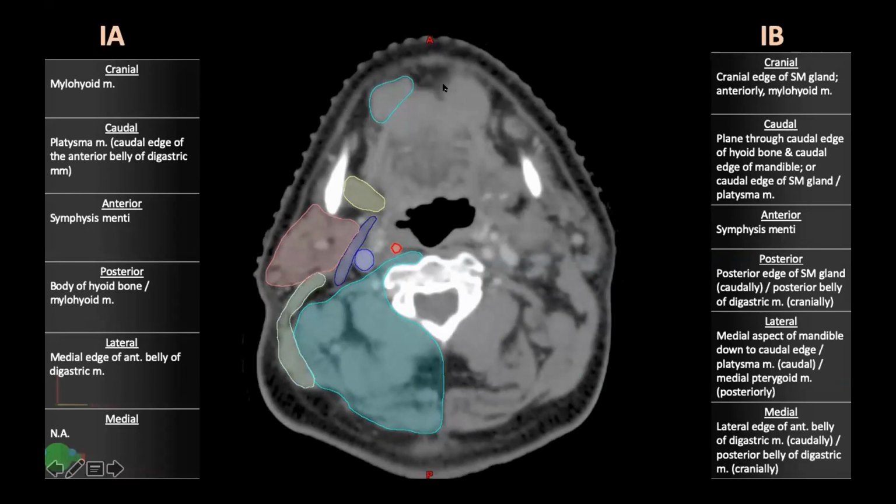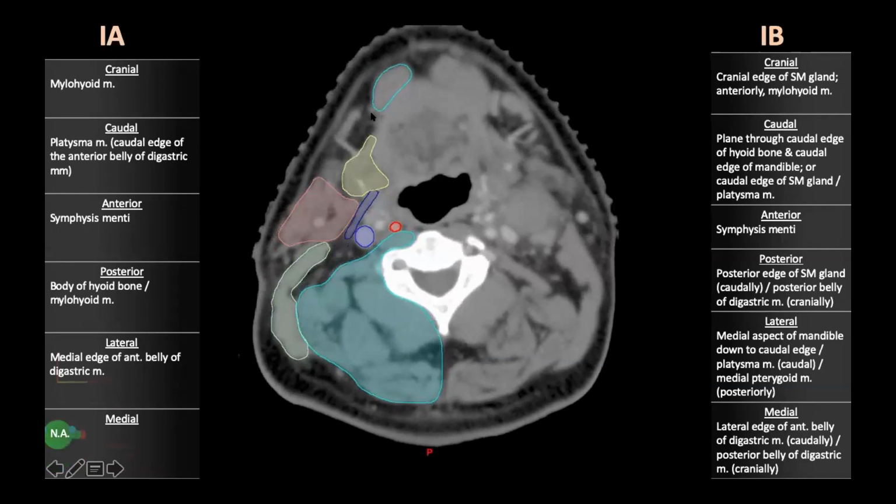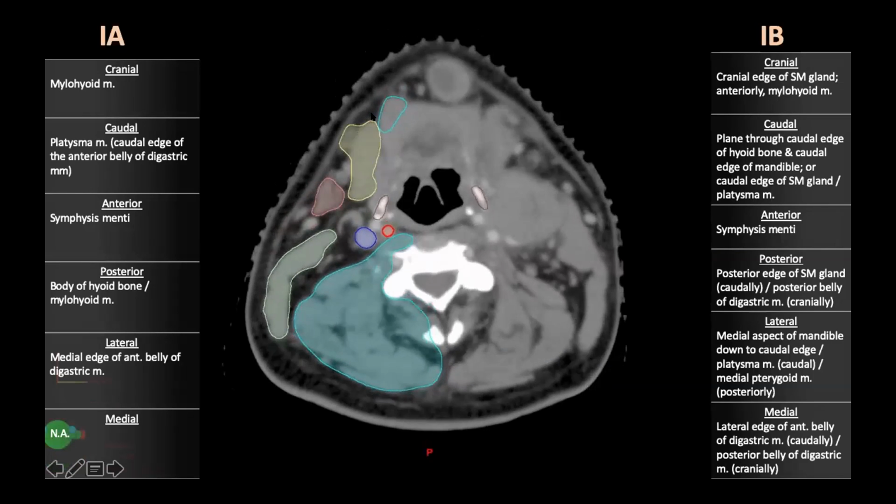This space between them, anteriorly limited by the platysma, is nothing but the submental group of lymph nodes. And this space between the anterior belly and the posterior belly of digastric, including the submandibular gland, and laterally restricted by the platysma, this space is your 1B or your submandibular group of lymph nodes.